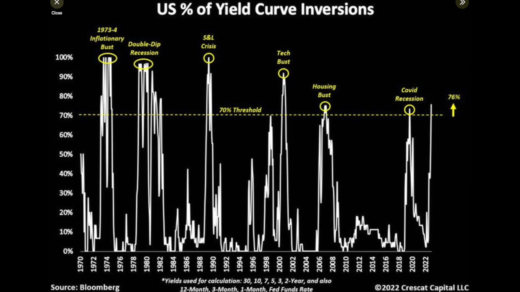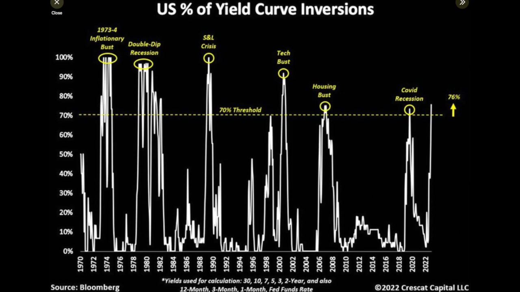You can see the US percent of yield curve inversions. Right now, bond yields are inverted when you're comparing the 10-year to the 30-year to the 7-year to the 5-year. You don't want the yields on these bonds to be skewed and out of whack. And that's what's happening right now. The yield on the 3-year is way skewed compared to the 10-year and the 30-year.